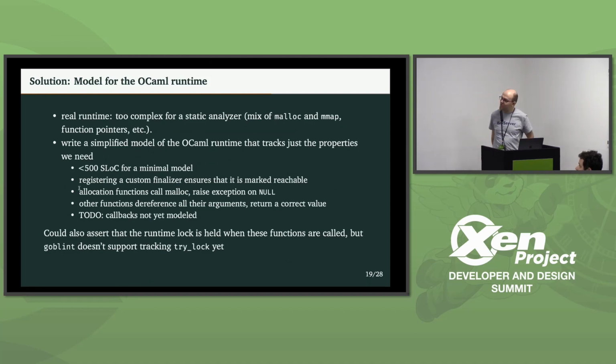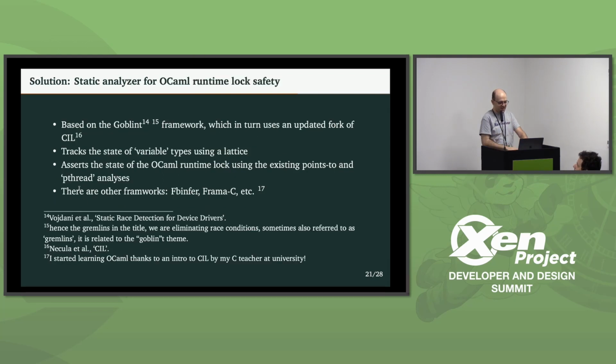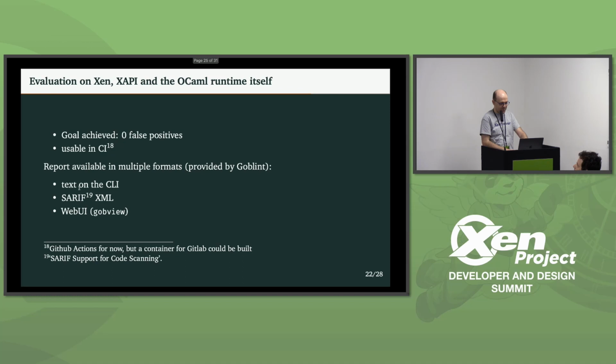Also, I have a model for the OCaml runtime. So the OCaml runtime, the real one, is quite complex. You have memory mapping and malloc and free and everything. And yeah, you don't need all those details. So I have a small handwritten model of the runtime, which just basically calls malloc and free. And then the static analyzer can check all of this. Also for checking the safety of the locks, it just relies on pthread, and it models pthread for safety.